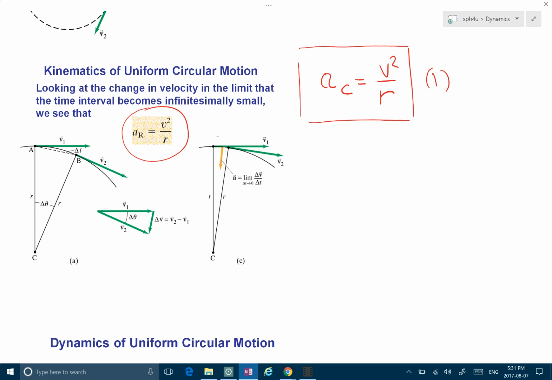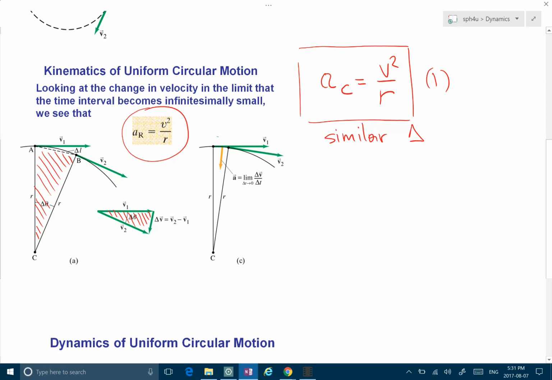However, here we're going to use similar triangles. So we have two triangles here. One, we have the actual portion of the path that the object is going through. And then this is the difference between the two velocities, right? So the two triangles that I shaded, they are similar triangles, okay? So we use similar triangles.